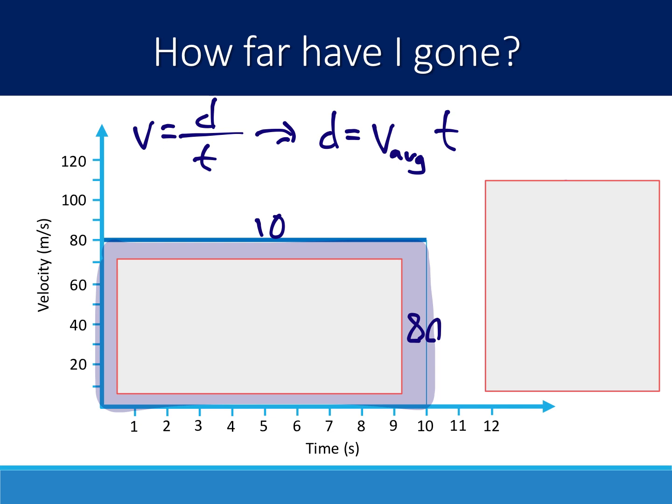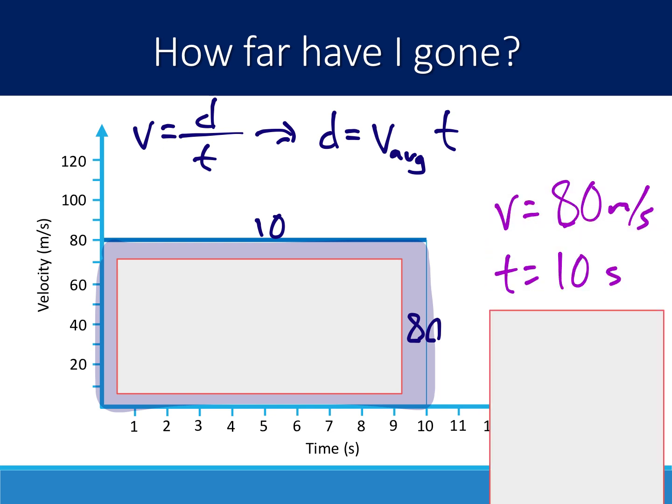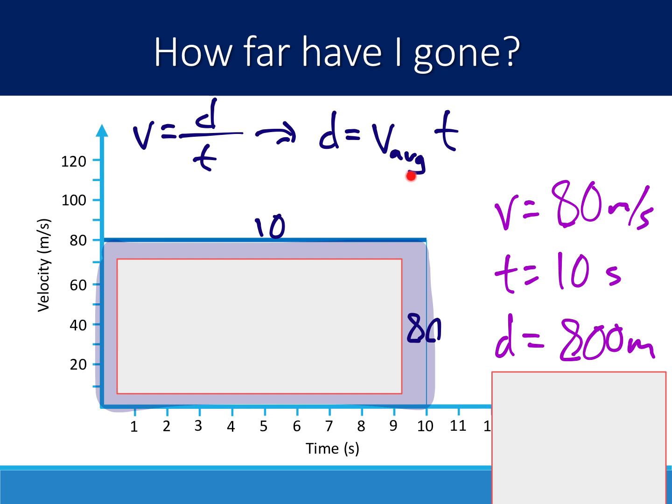Then we can assume that it's a constant velocity, and we can use our constant velocity equation. Solving for d will then allow me to answer this question. Plugging in 80 meters per second for 10 seconds, I get 800 meters. Of course, I'm using that average velocity to help me figure this out, but that is the big idea in this example.